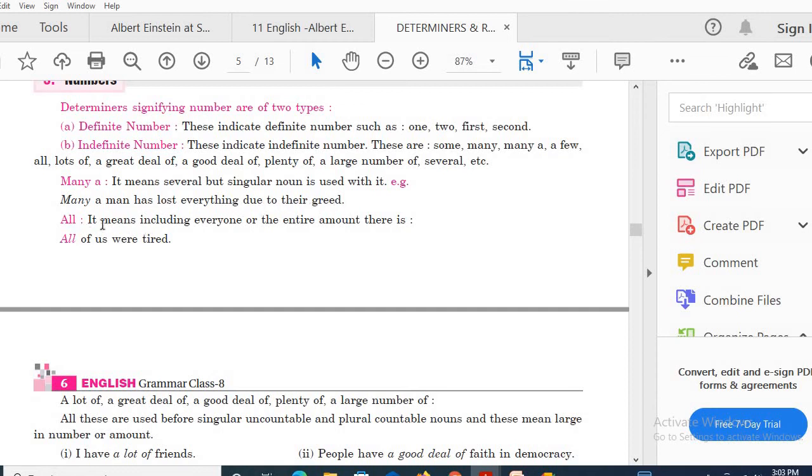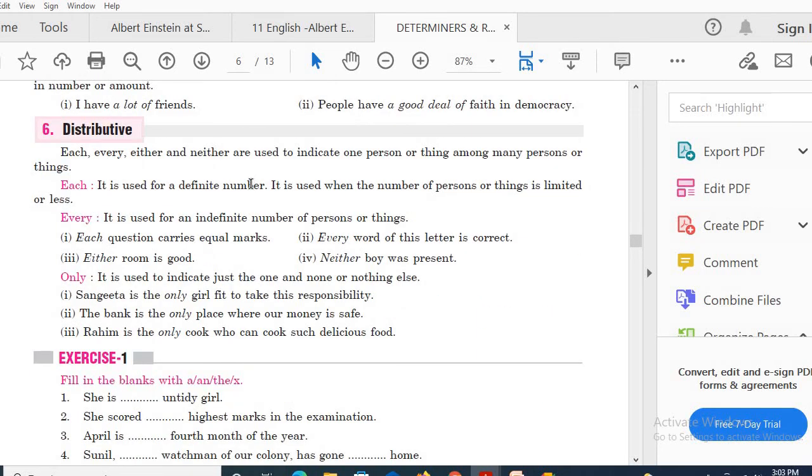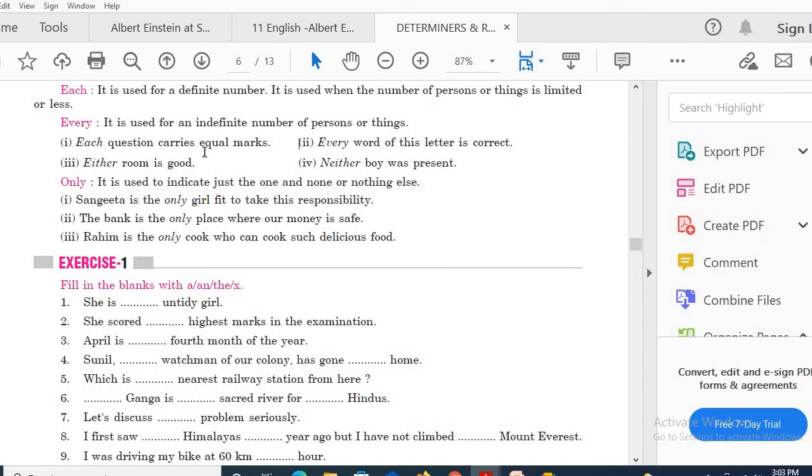If I say all, what does it suggest? It suggests everyone or the entire amount. Just like all of us were tired. Similarly, see distributives: each, every, either and neither. These are related to distributives. They are used to indicate one person or thing among many persons or things. If I say each, it is used for a definite number. And if I say every, remember it is used for an indefinite number. Example, each question carries equal marks. Neither boy was present, like this.